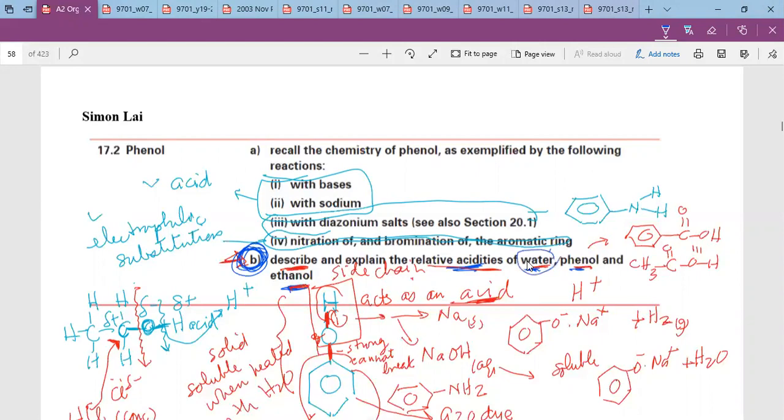phenol. Phenol, just to refresh your mind, is actually an aromatic alcohol. Aromatic means a ring as well. Normally an aliphatic alcohol is a straight chain, isn't it? You can exemplify it by your ethanol.